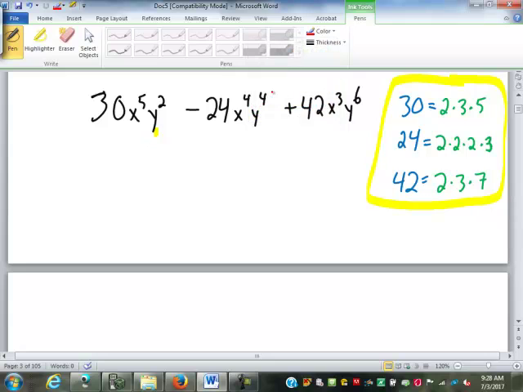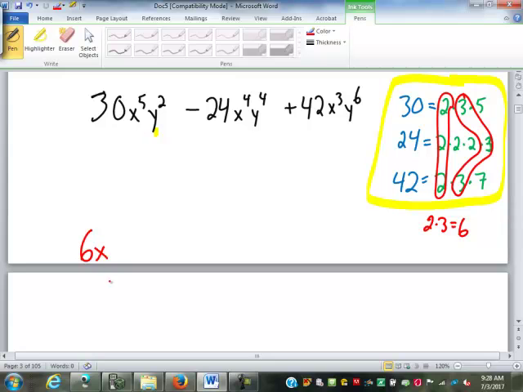So here, what is in common? 2, 3. A 2 and a 3. It has to appear in all 3 of them to be considered in common this time. So 2 times 3 is 6. So 6 is the number of our greatest common factor.